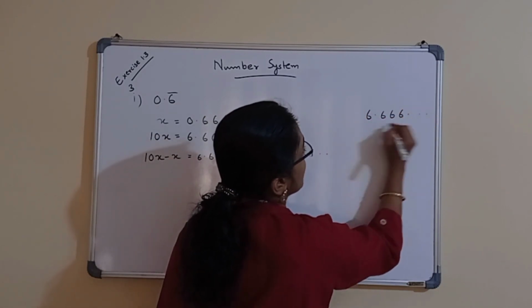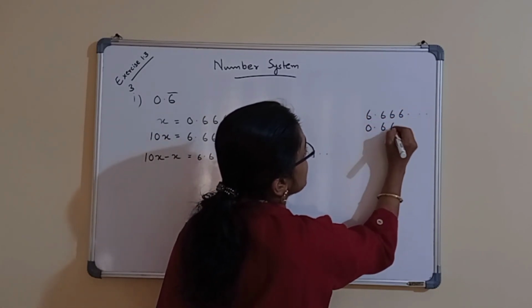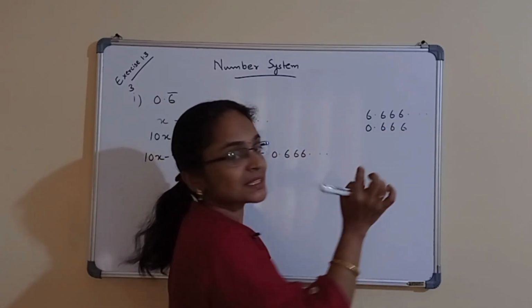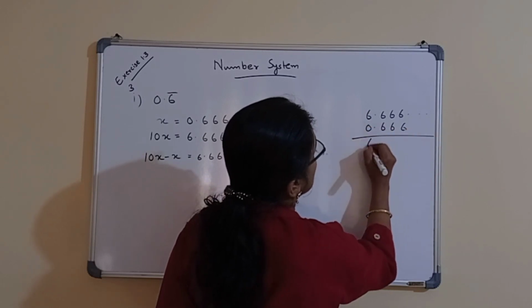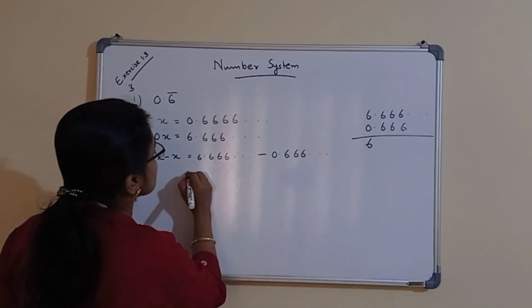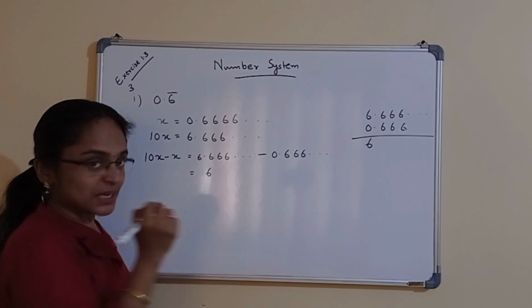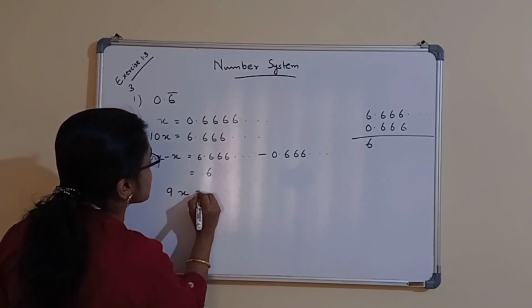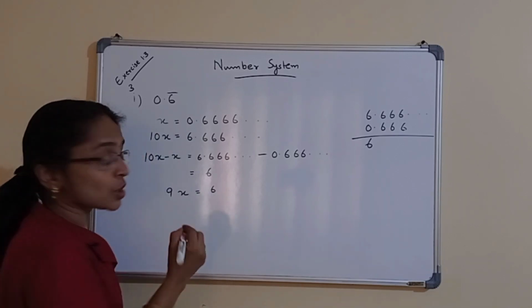6.666 etc. minus 0.666 etc. Here everything will be 6 and here also everything will be 6. So, if we subtract this, we will get 6. So, this is equal to 6, which means 10x minus x is 9x. So, 9x is equal to 6. Which means what is x?